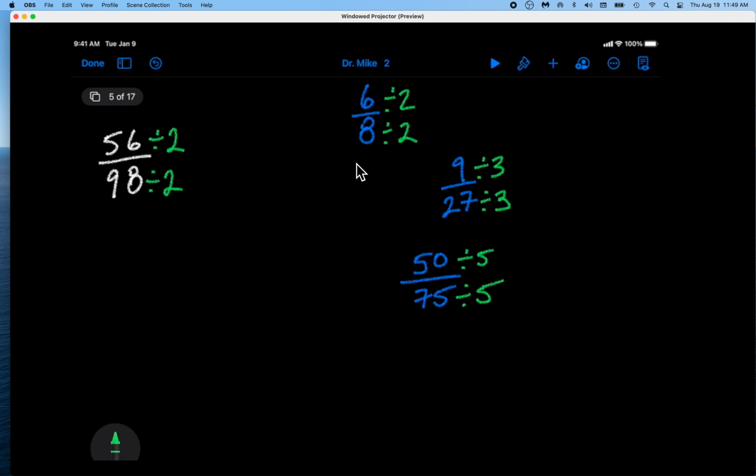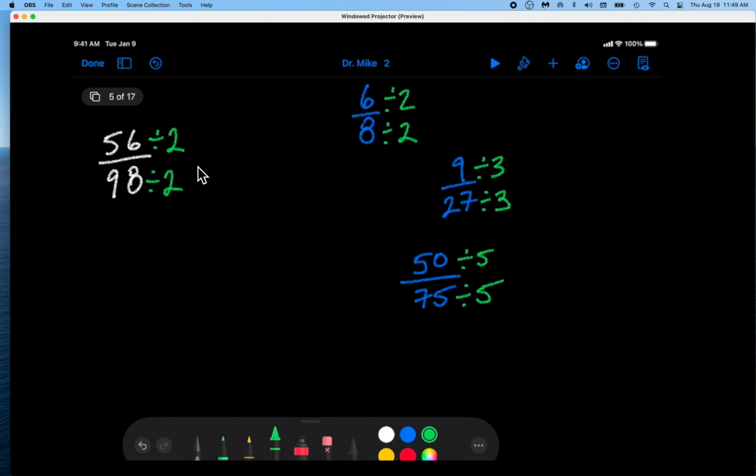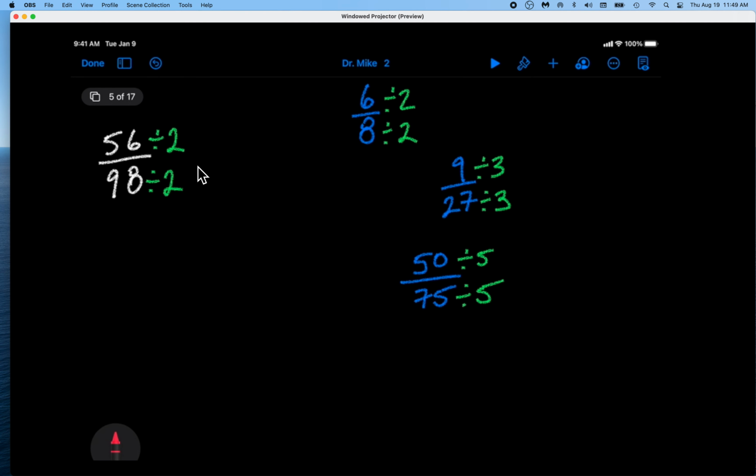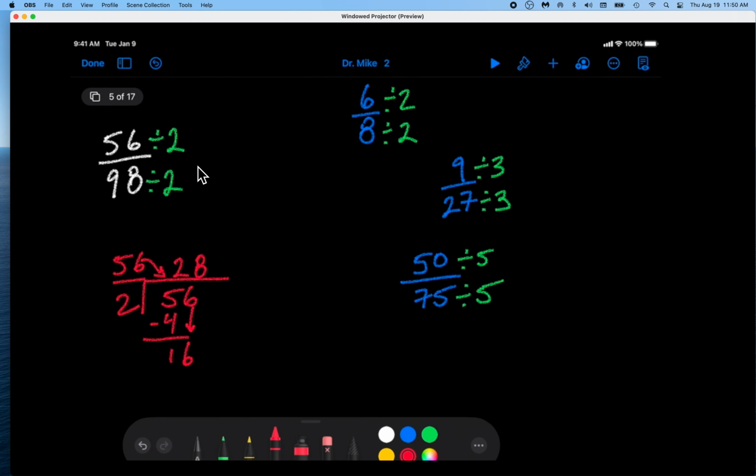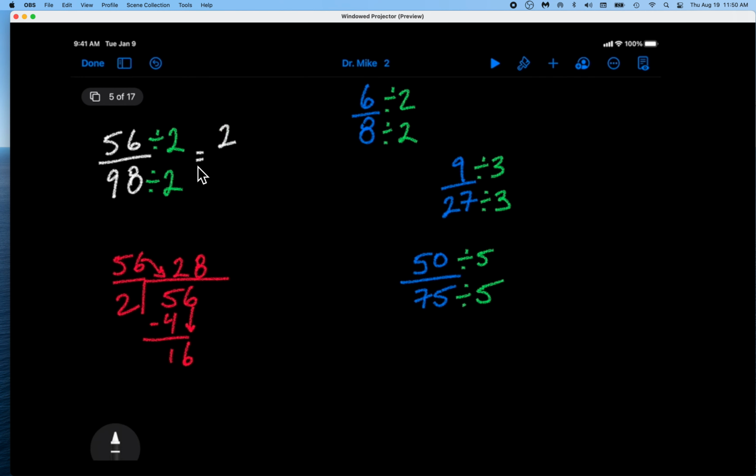Folks, no one expects you to know off the top of your head what 56 divided by 2 is. So what do we do? We do a small division problem down here. We put 56 into the box. We do our division. And we find that 56 divided by 2 gives us 28.